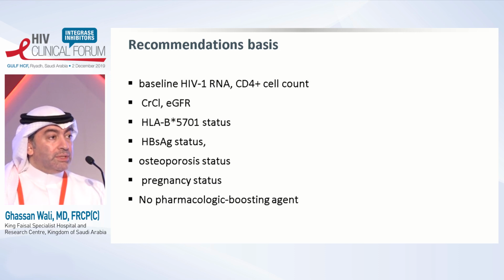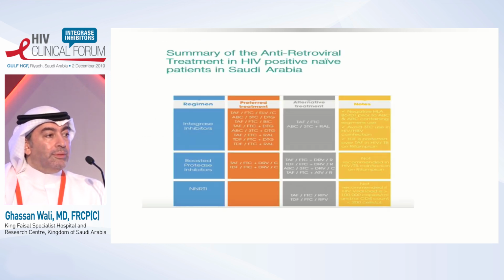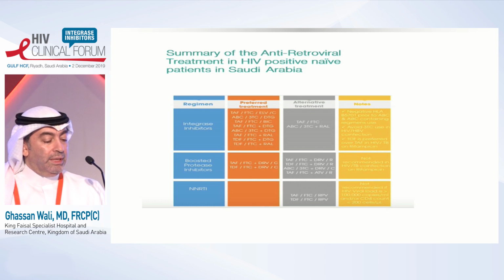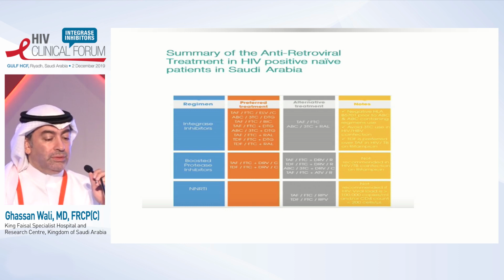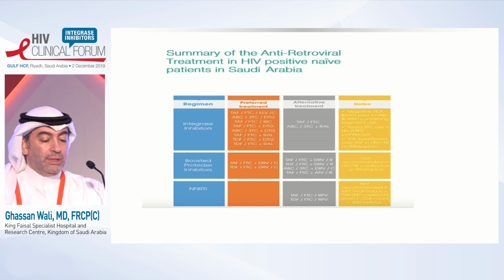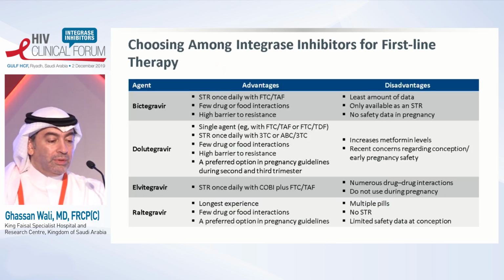And of course, I already mentioned that try as much as you can not to give a pharmacological booster. The Saudi guidelines were last updated in 2018. They continue to be balanced. They also recommend other classes like the protease inhibitors and the NNRTIs, but they acknowledge that integrase inhibitors are the first line of drugs. And they don't include bictegravir, but I suspect very soon when they are updated that bictegravir will be included in there. So they continue, I think, like the British guidelines, to recommend other classes in addition to the integrases.